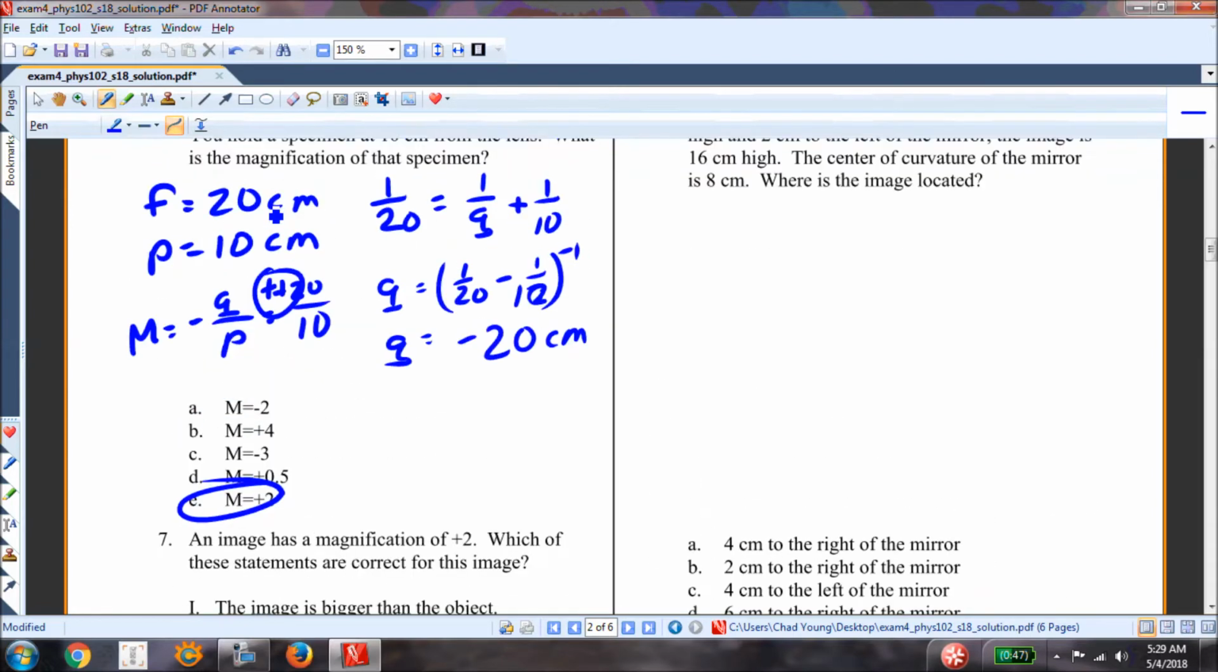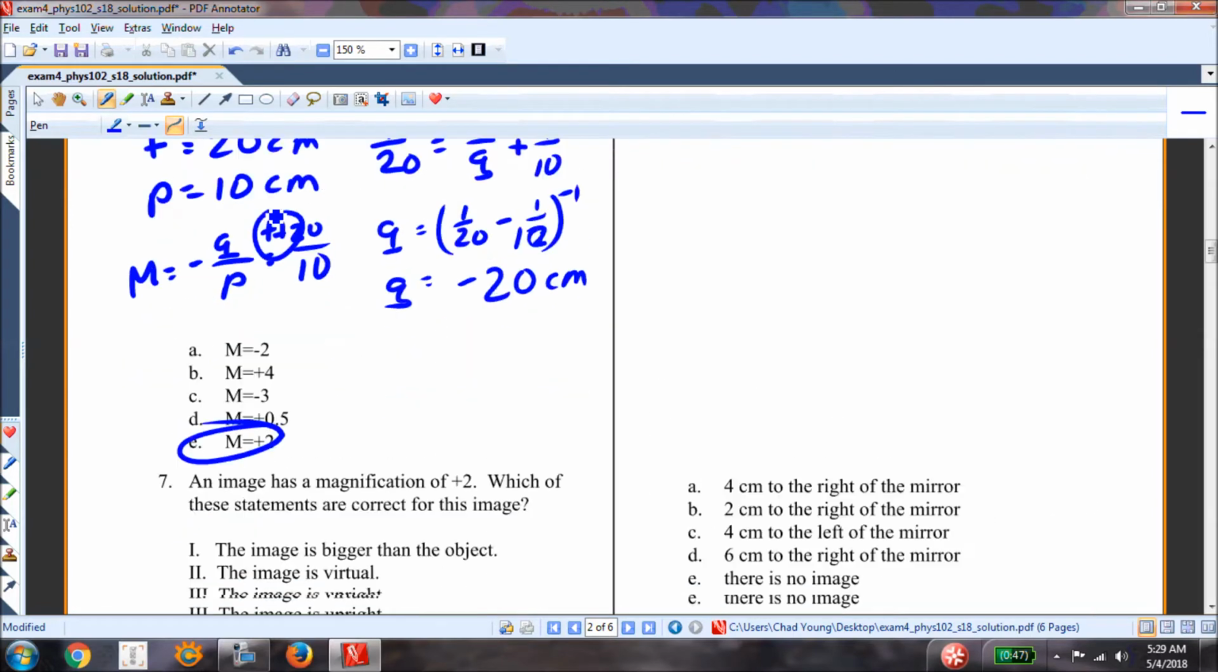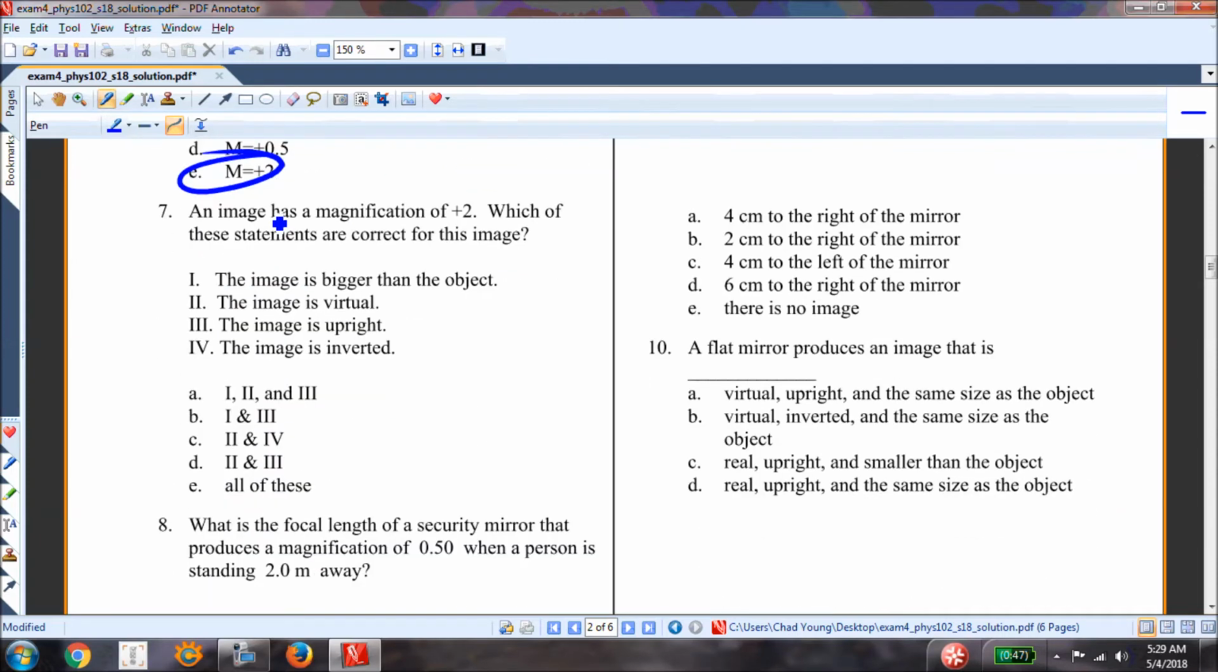By the way, if you weren't sure about the previous one, what was at number 4, you could look at this one and find out it should be inside the focal length. Image has a magnification of +2. Which of these statements are correct for this image? Okay, well, the image is bigger than the object, and I know that this has to be either a convex lens or a concave mirror.